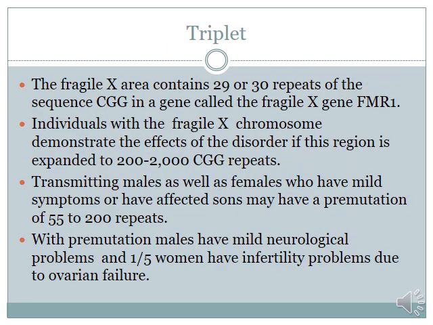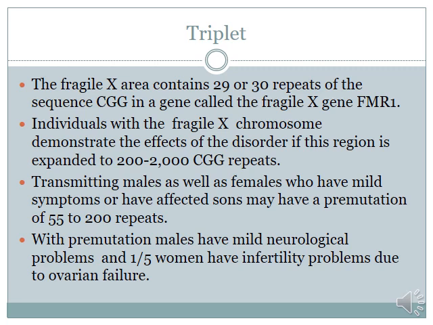The Fragile X area contains 29 or 30 repeats of the sequence CGG in a gene called the Fragile X gene, FMR1. Individuals with the Fragile X chromosome demonstrate the effects of the disorder if this region is expanded to 200 to 2000 CGG repeats.